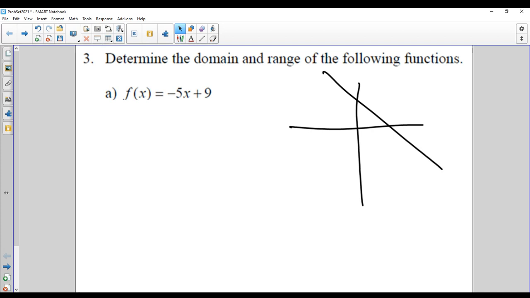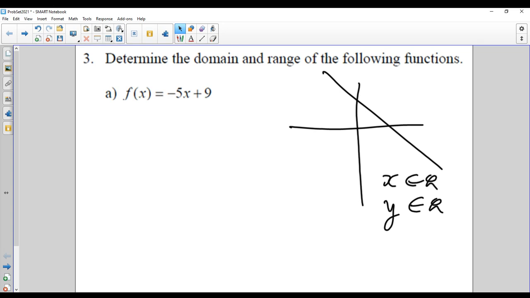But the question is, if it was just any other straight line, what would be the domain and range of a typical straight line? Yes. x is all real numbers, y is all real numbers. So a typical straight line would just be this.